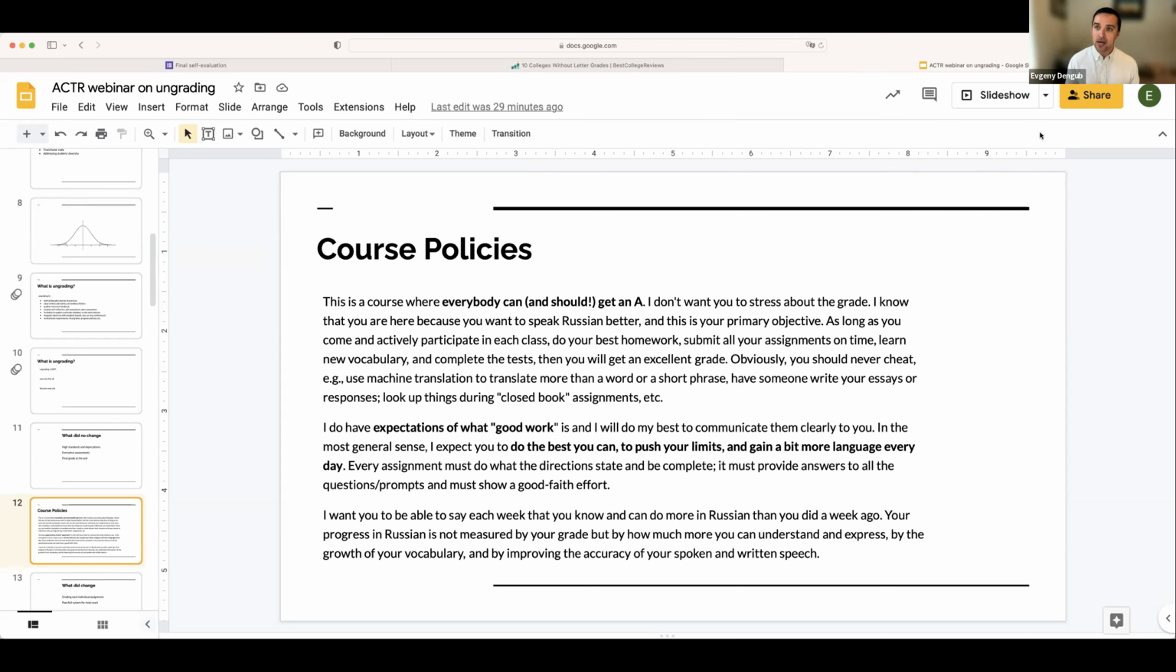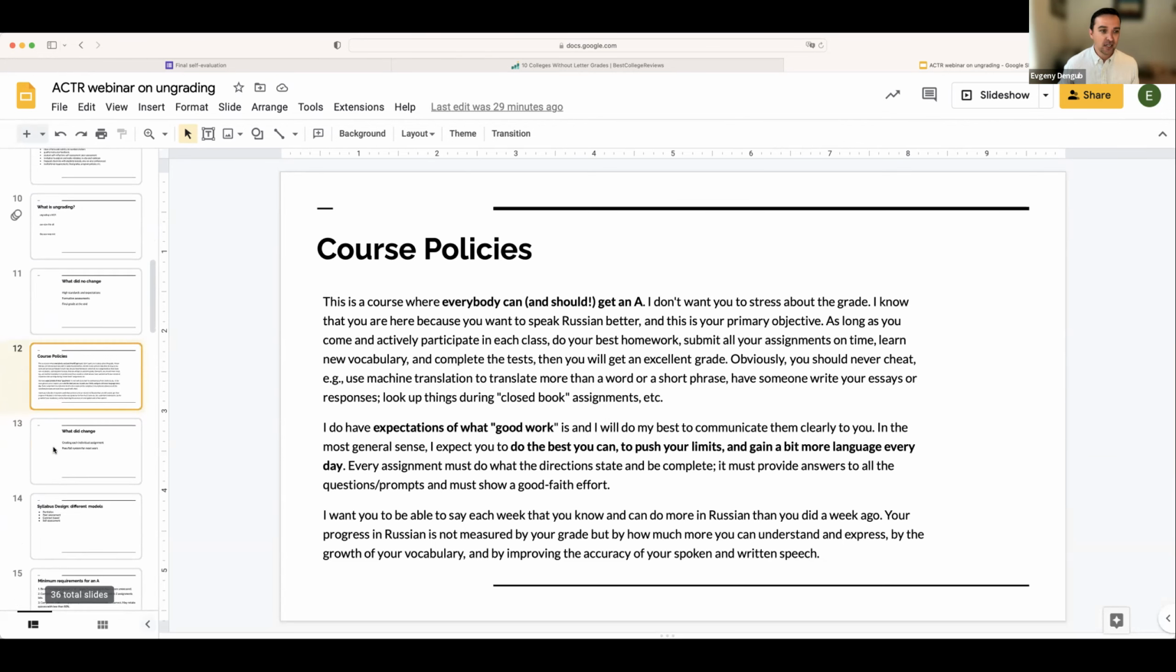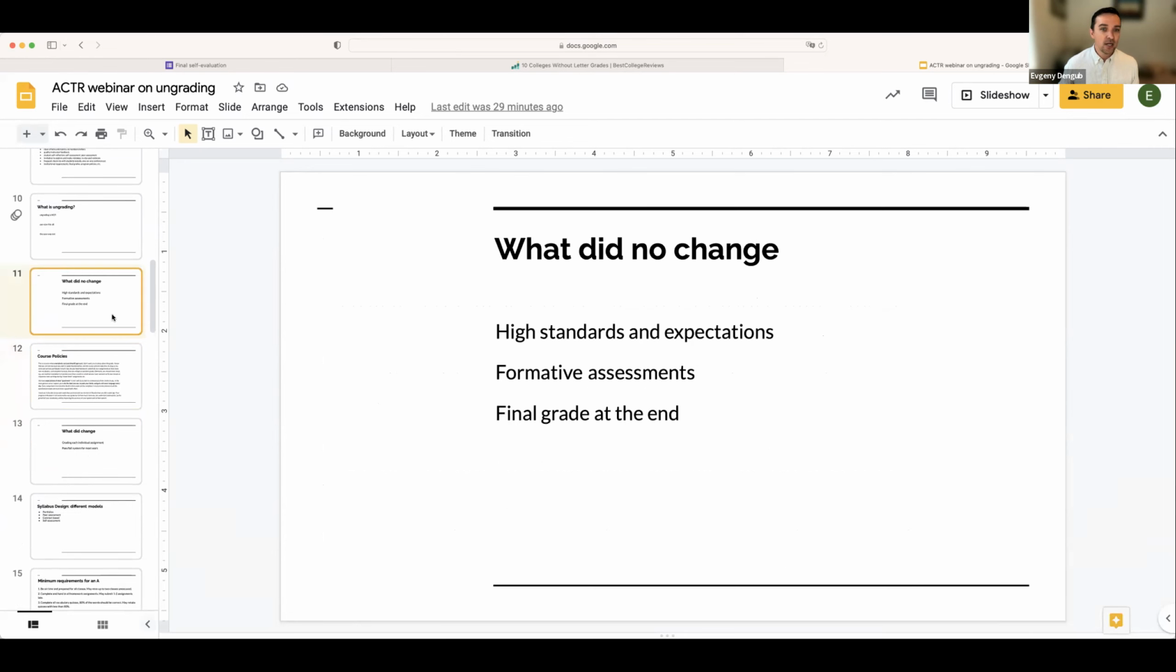So that's the tone I set. That's on the first page of my syllabus. That's my teaching philosophy that I explain to students. And as you can see, expectations are still there. I still expect a lot. I expect them to do the work, but just not in a graded context. So that didn't change. Formative assessments stay in, maybe even more formative assessment.